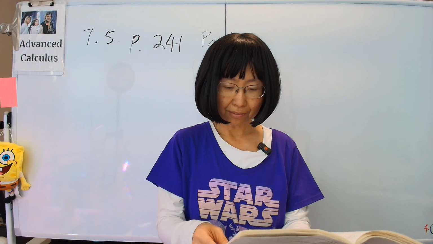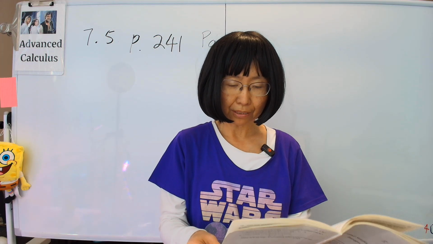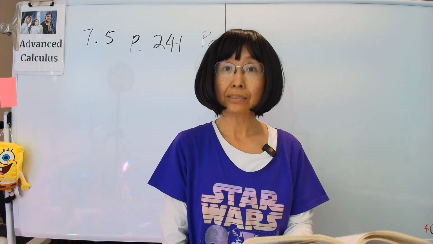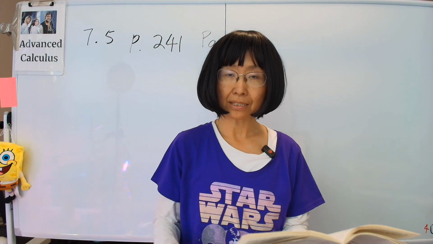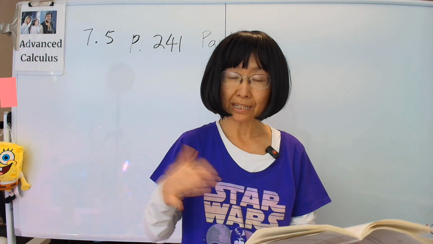Now we notice that there is a requirement, hypothesis 3, which says the Jacobian cannot be 0, which means that the Jacobian does not change sign.